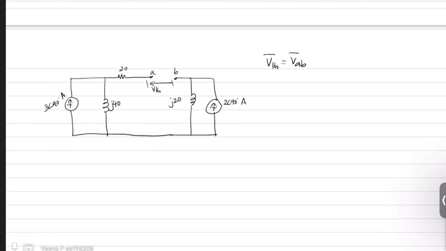When the reference node is not given, you have the liberty to choose a reference node for yourself. So let us choose this as a reference node. A reference node means the node which has zero potential. So the potential at this point is 0 volts.